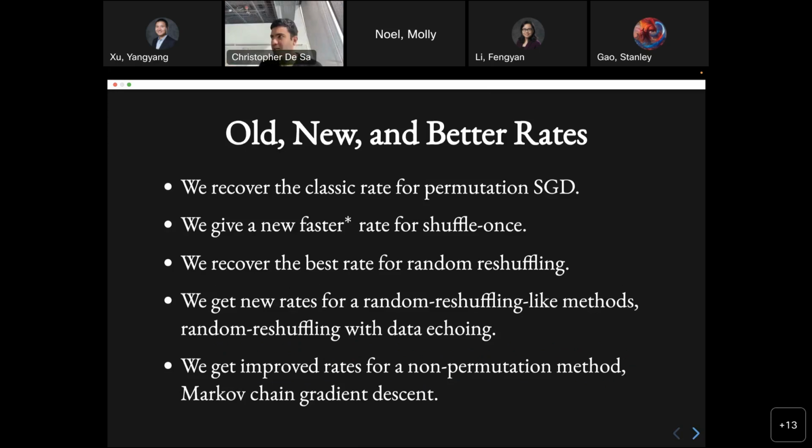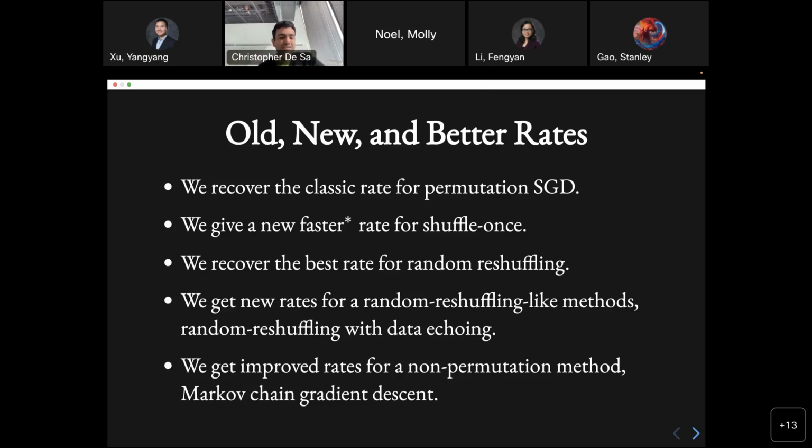This is a method that has been proposed that basically repeats each data example multiple times. So rather than taking one step with an example and then drawing a new example, instead it takes 2 steps with a single example, or it takes 5 steps with a single example, that's a parameter of data echoing. And we were automatically able to show that data echoing inherits the faster rate of random reshuffling when this previously wasn't known.